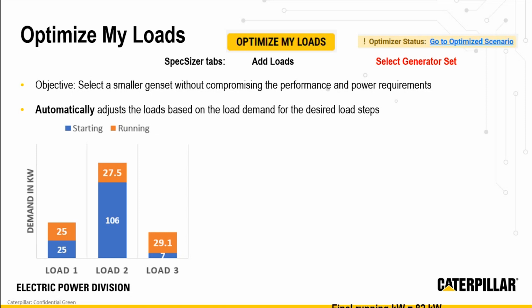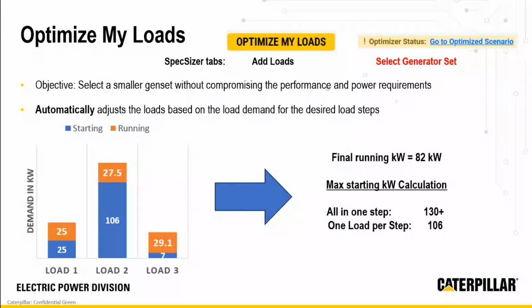So for this load scenario, if you work out the hand calculation, or if you let SpecSizer do it, it will work out the total final running kilowatt as 82 kilowatt. But I'm certain that a 100 kilowatt genset cannot accept this, because if we apply all of these loads in a single step, then the maximum starting kilowatt will be somewhere around 130 plus. If you add all of these, 25, 106, and 7, that will be 130 plus. And a 100 kilowatt genset cannot accept a 130 kilowatt load in a single step.